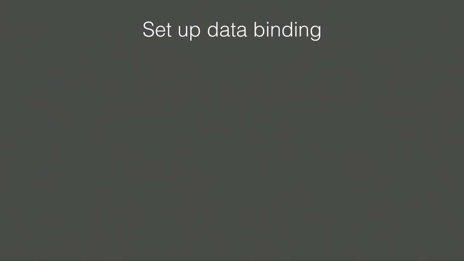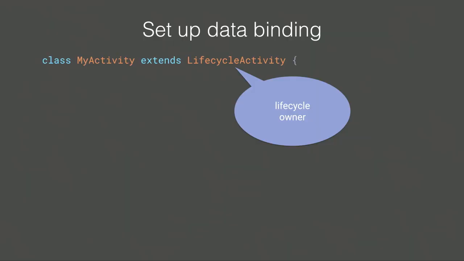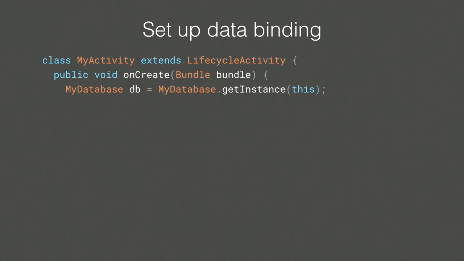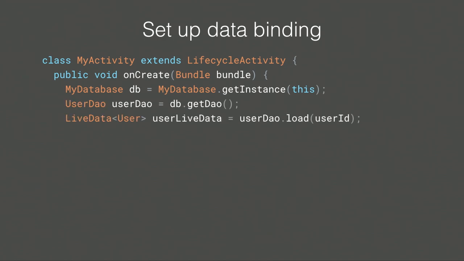Now, we're going to set up the data binding to actually show the information on that user, perhaps in the details page or some kind of profile page. We have our lifecycle activity. It can be a lifecycle fragment, it can be a lifecycle service, or your custom lifecycle owner. In this case, we're using a lifecycle activity. And in onCreate, we're going to get access to our database and database access object. We're going to call our load method that returns the LiveData that wraps that user data.